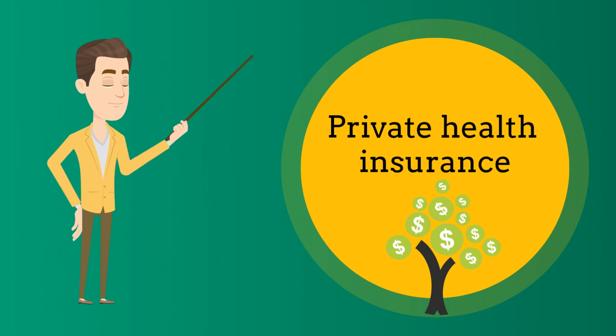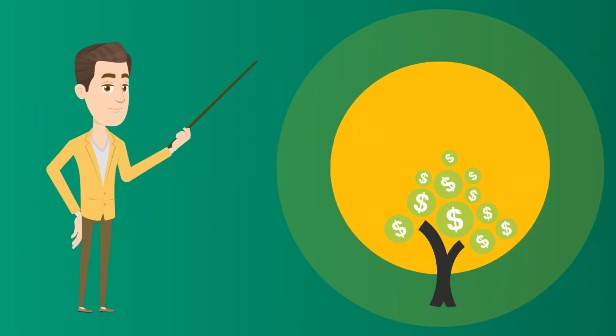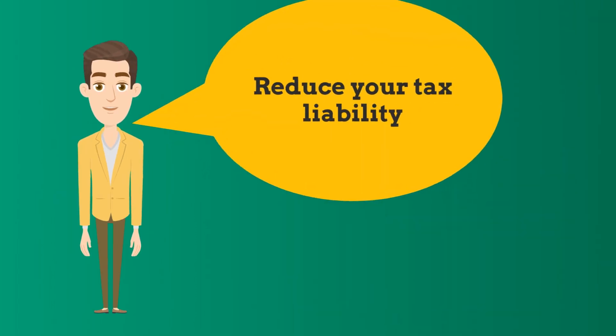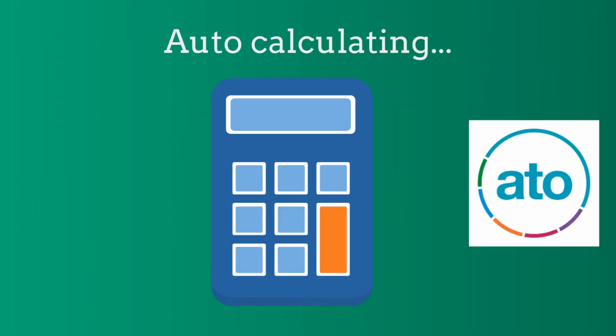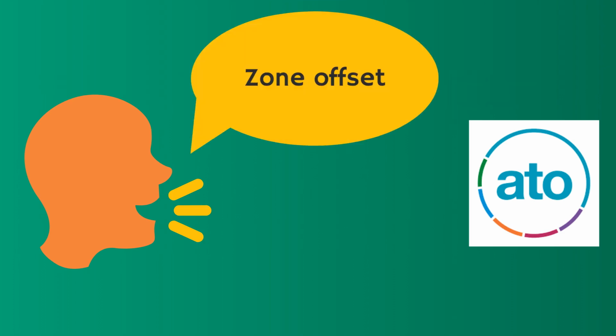Private health insurance. If you have private health insurance, you will also need to provide a tax statement to the Australian Taxation Office. However, the insurer usually provides these details to the Australian Taxation Office directly, so these will already be pre-filled for you. Offsets. Offsets are amounts provided to you to reduce your tax liability, and many are automatically calculated by the Australian Taxation Office when you lodge your income tax return. There are some offsets that you will need to advise the Australian Taxation Office of, so they can calculate it for you, such as if you live in a remote zone area you can claim a zone offset.